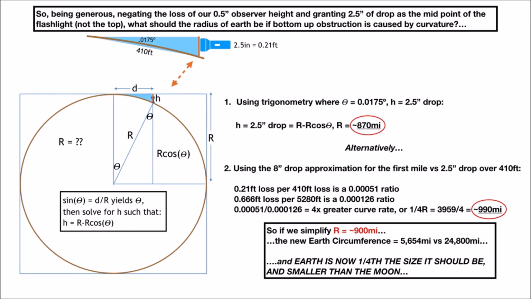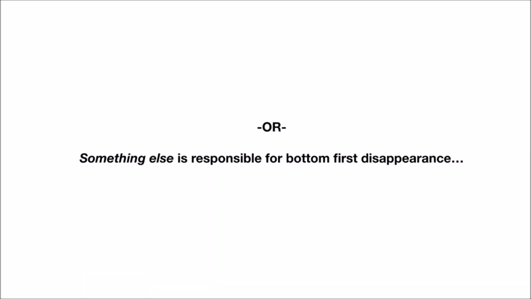So our new Earth circumference is 5,654 miles versus the expected 24,800 miles that they say it is. So Earth is now 1/4 the size it should be, and it ends up being smaller than the Moon, using the rationale that this is a physical curvature phenomenon. So you can believe that, or you can believe something else is responsible for this bottom first disappearance phenomenon.